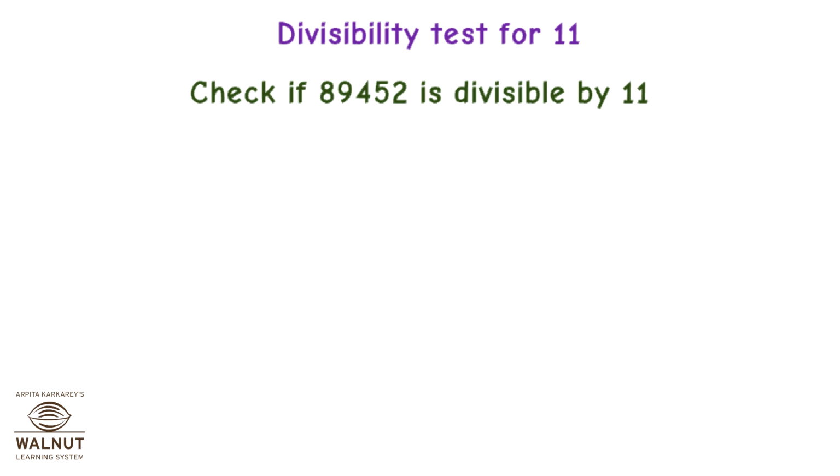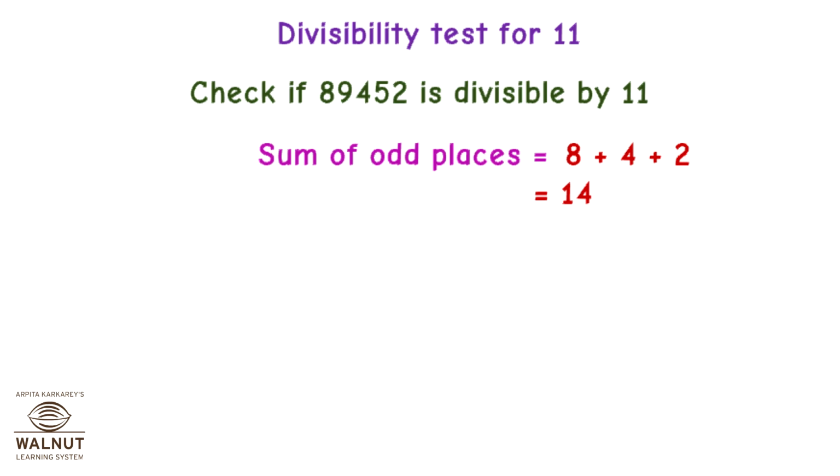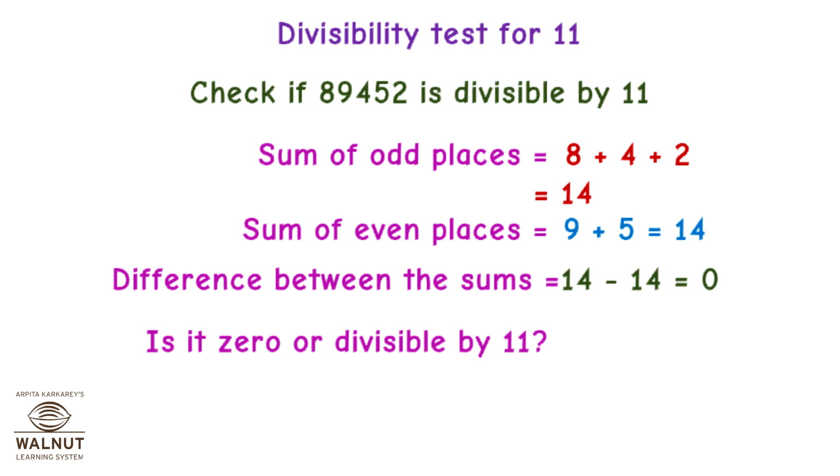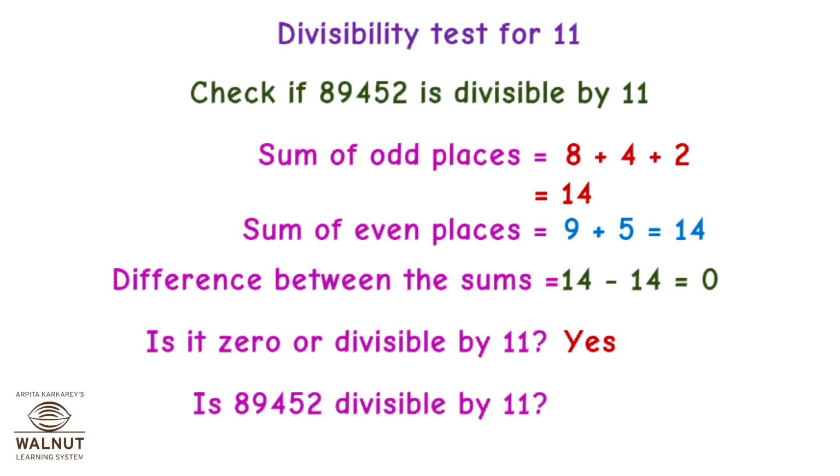Check if 89,452 is divisible by 11. Sum of odd places is equal to 8 plus 4 plus 2 is equal to 14. Sum of even places 9 plus 5 is equal to 14. Difference between the sums is equal to 14 minus 14 is equal to 0. Is it 0 or divisible by 11? Yes. Is 89,452 divisible by 11? Yes.